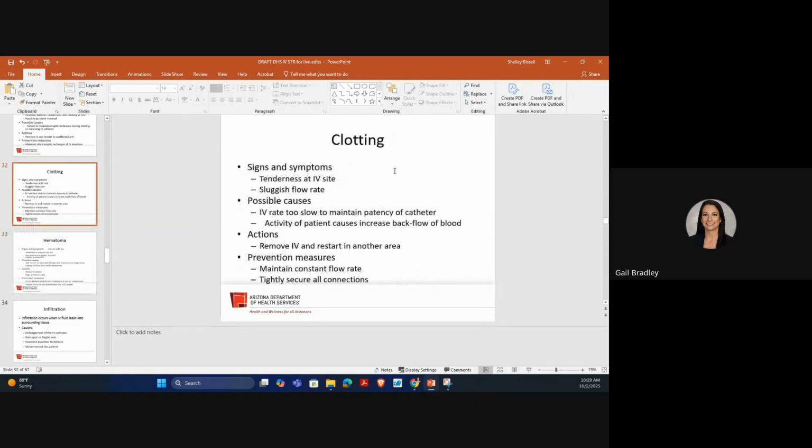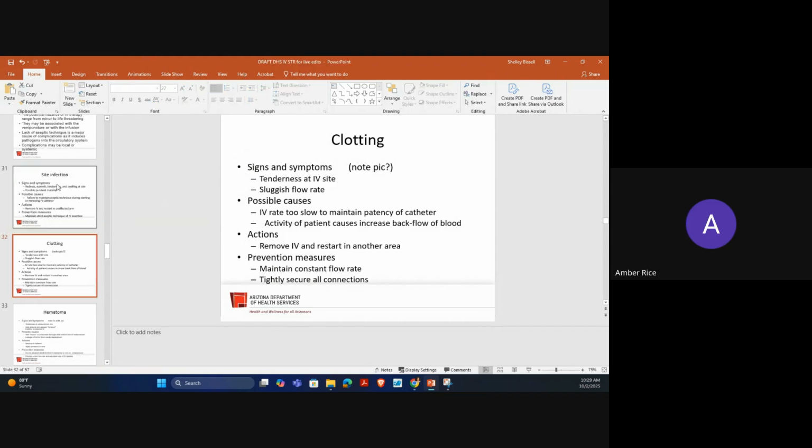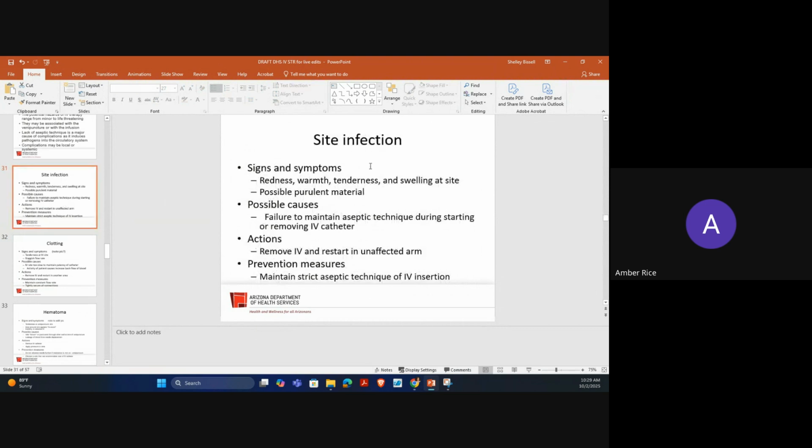And infiltration. Clotting might be hard to find, but I think it would be helpful to show pictures of some of these things for EMT level. Okay. I'm sure we can find some. Yeah.